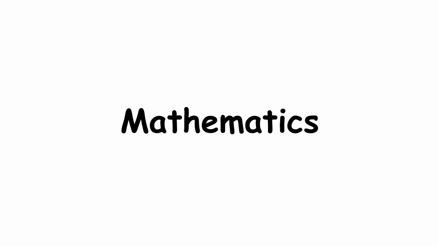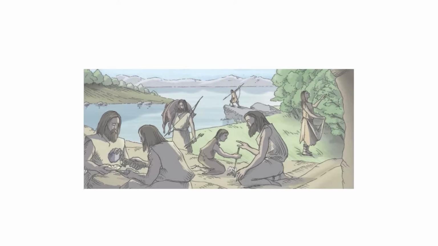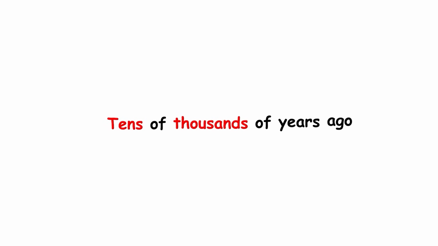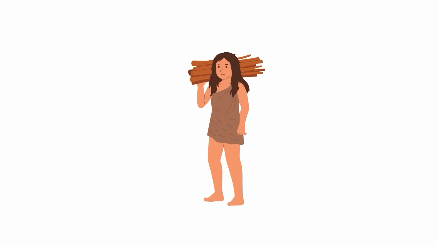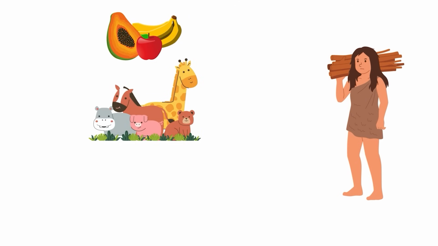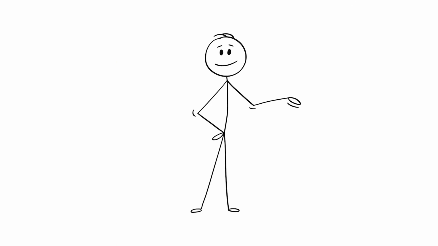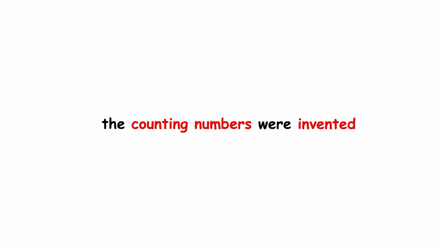Natural numbers. The story starts at the beginning of mathematics itself. Evidence of humans counting things goes back to the Paleolithic era, tens of thousands of years ago, with tally marks etched on various surfaces. Early humans could have been counting fruits, animals, or days. Whatever the case, it helped to keep track. With that, the counting numbers were invented.